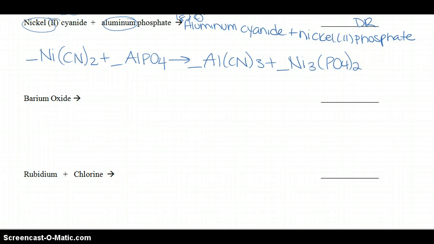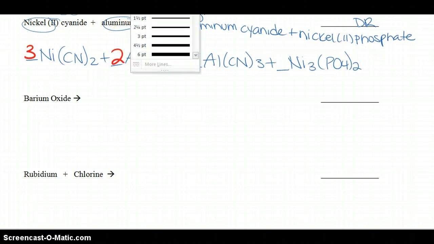Then we just balance polyatomic ions first. 3 here, 2 here, least common denominator is 6. So I'm going to put a 3 here and a 2 here. That 2 made it so I have 2 aluminums on this side, but I only had 1 here. So I apply a 2 here. So 2 aluminums, 3 nickels, 3 nickels, 6 cyanides, 2 phosphates, and 2 phosphates. So it's balanced.